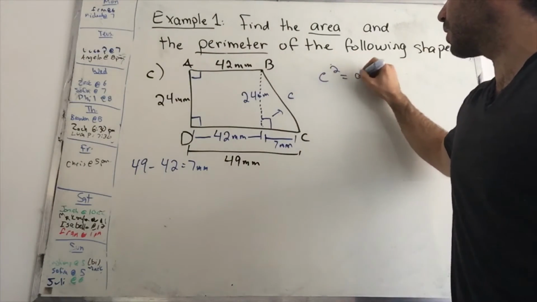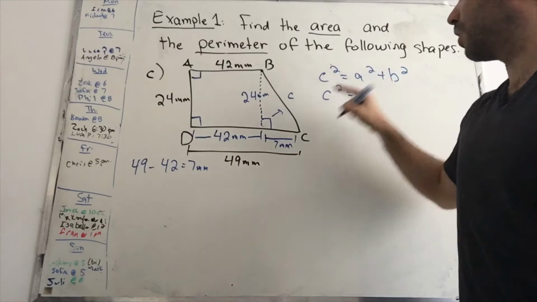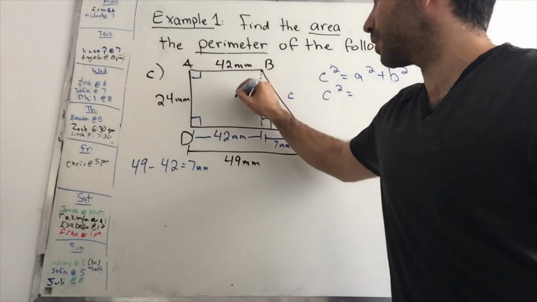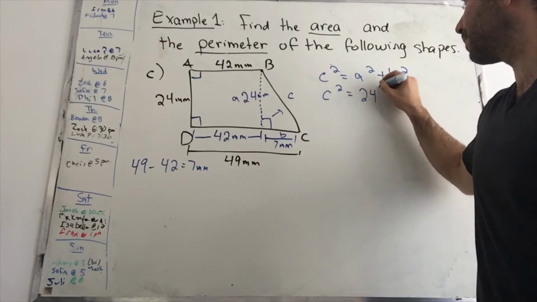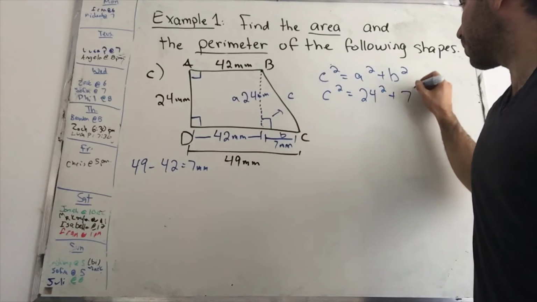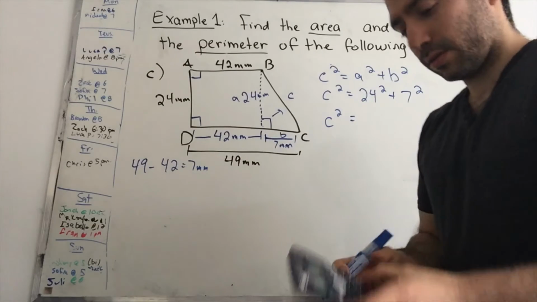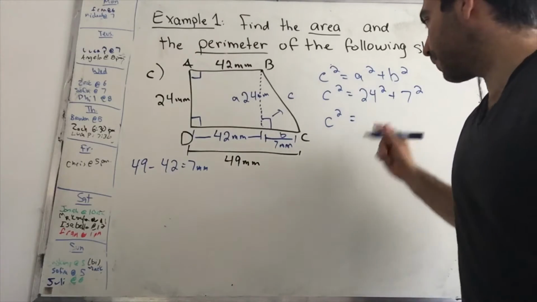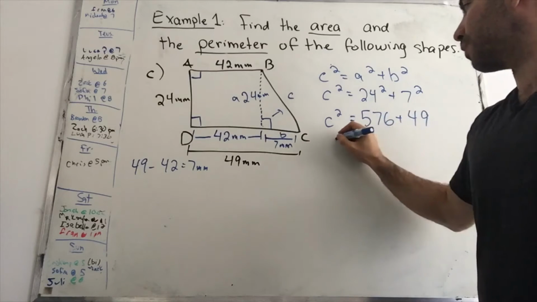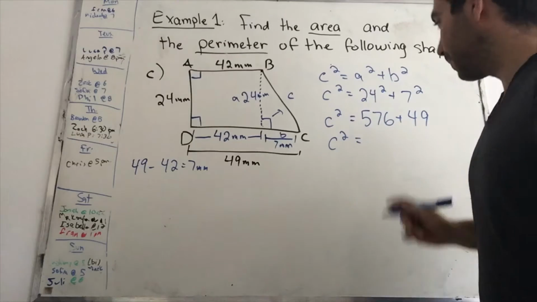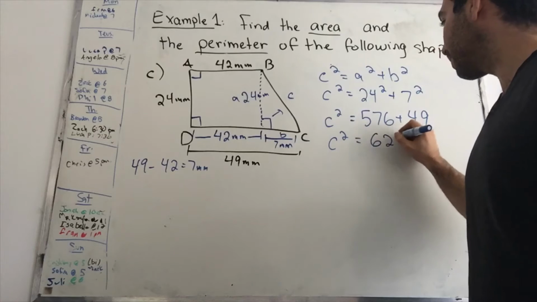C squared equals A squared plus B squared. Our C is what we're looking for. We could call this side A, this side B. Our A is 24 squared plus B squared, which is 7 squared. So we get C squared equals 24 squared. 24 squared, we get 576. Plus 7 squared, which is 49. And now we just add the two terms. 576 plus 49 is 625.